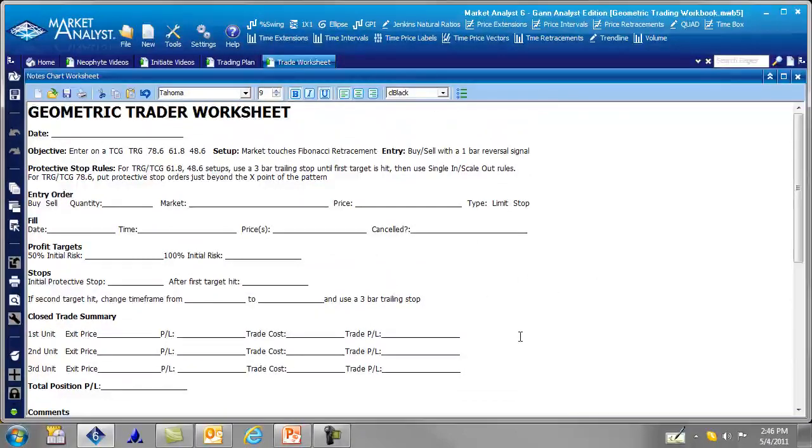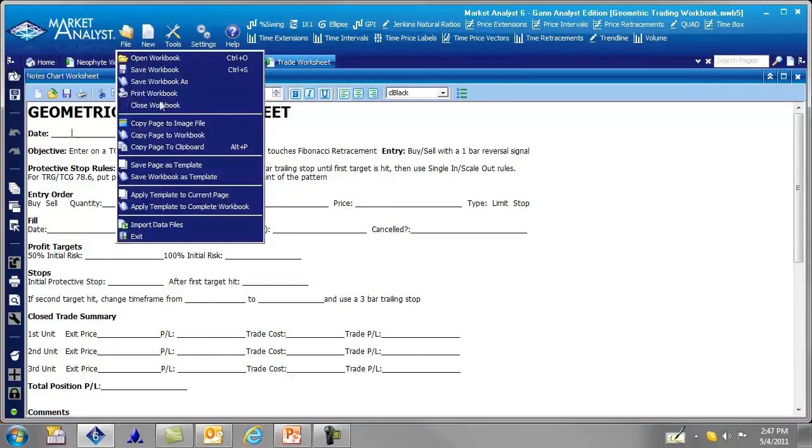Print this, fill it out, 3-hole punch it, put it in the binder, and then go and print up a chart of whatever it is you're trading, and make notations on the chart as well. Use the text box and type in things there to describe exactly what you're doing and why, and all the supporting reasons of why you're going to do this trade. To print up a chart, typically you go over here, copy page to image file.